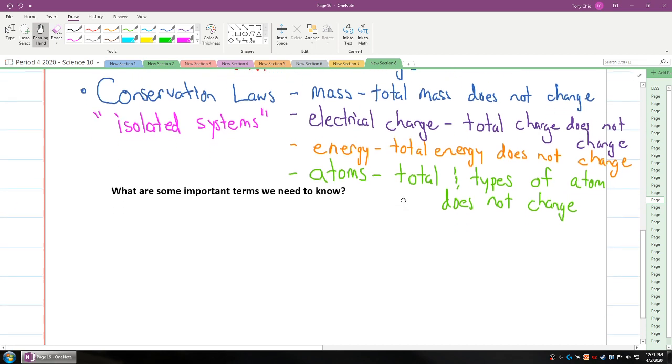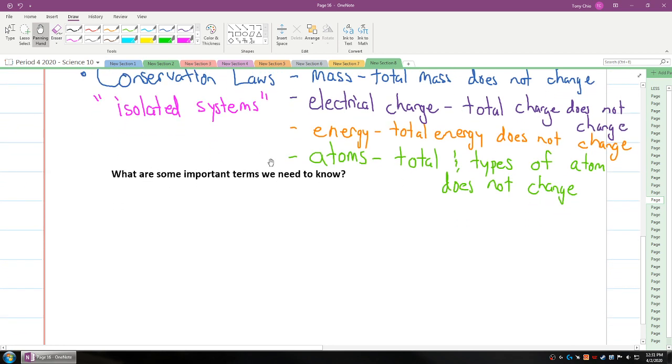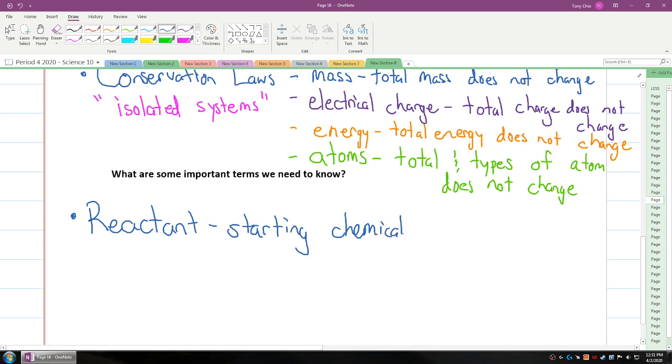But before we get into any balancing, we got to know some important terms so that when we are stating these in the lesson, you know what they mean, okay? So the first one is, what are reactants? A reactant is your starting chemicals. Whatever chemicals you are starting with is what we call reactants. Well, if we have starting chemicals, then we must have our resulting final chemicals. And those are called products. The products are our resulting chemicals.